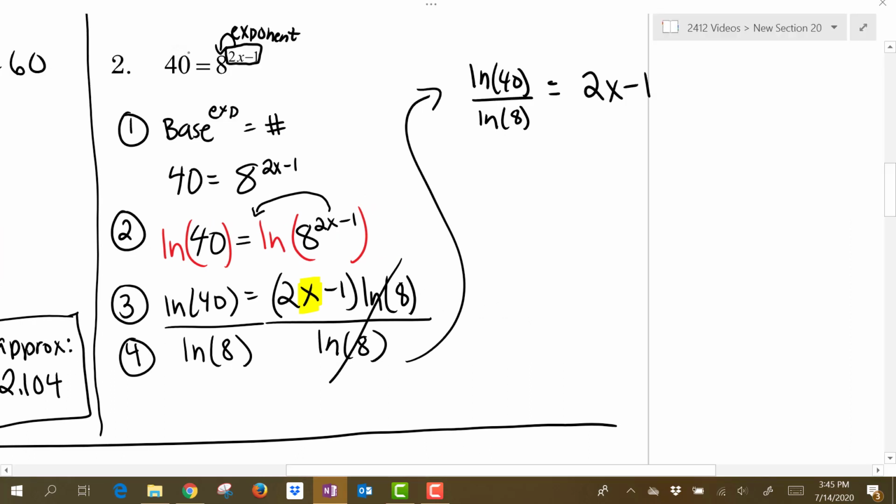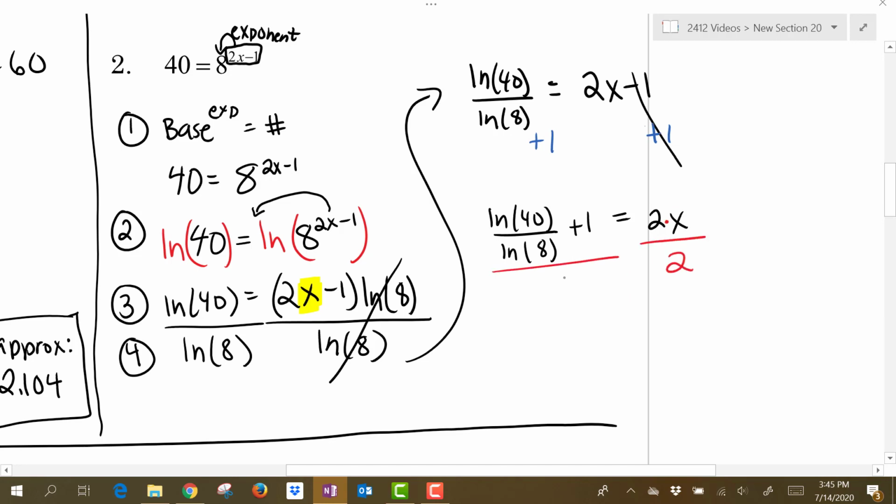Alright, so we want to get x by itself, so we need to get rid of that negative 1. So I'm going to add 1 to both sides. So we get natural log of 40 divided by the natural log of 8 plus 1. Remember, we cannot combine those because if you have a fraction, you'd have to give a common denominator. So I'm going to leave them side by side. And then from here, we need to get rid of the 2 that's being multiplied times the x. One way that you could do that would be to divide both sides by 2. But if you do that, you end up with this really ugly complex fraction on the left-hand side.